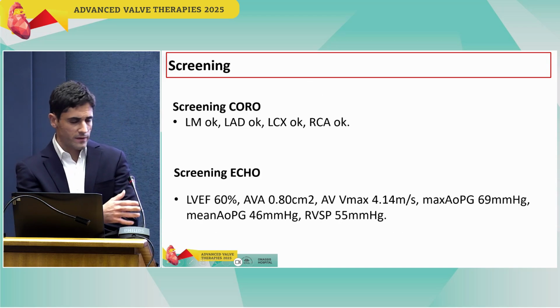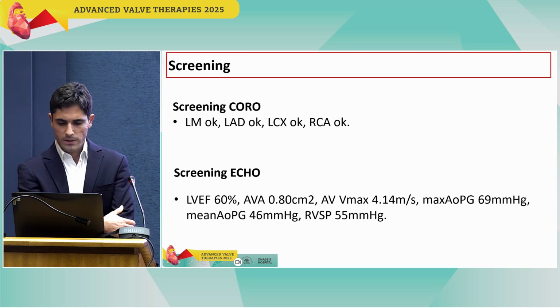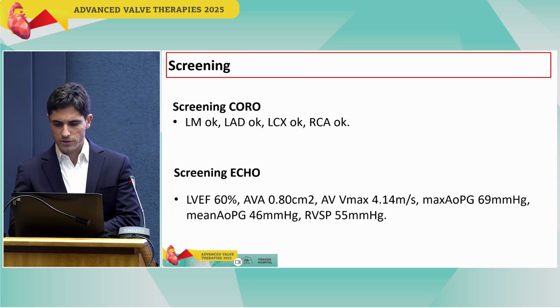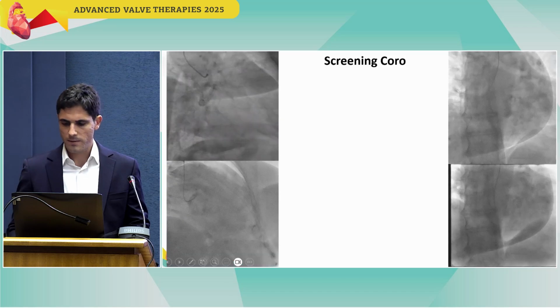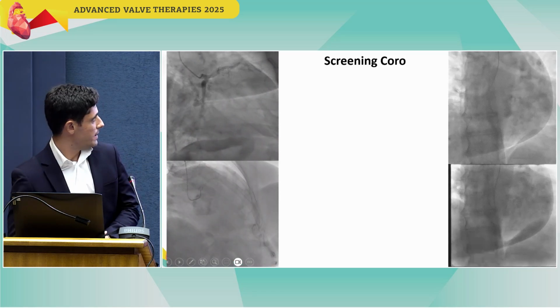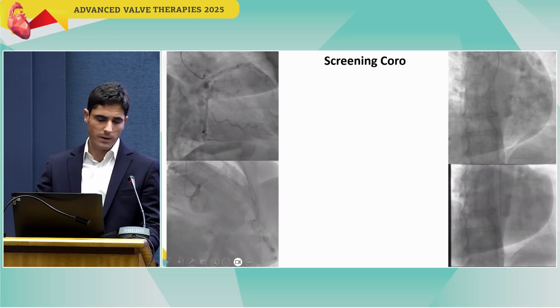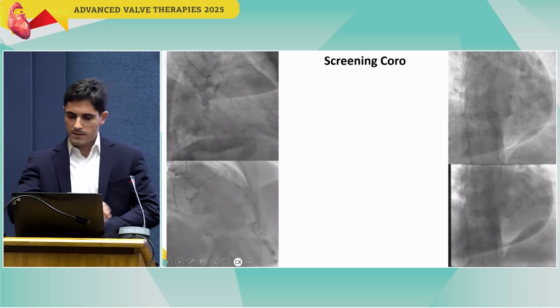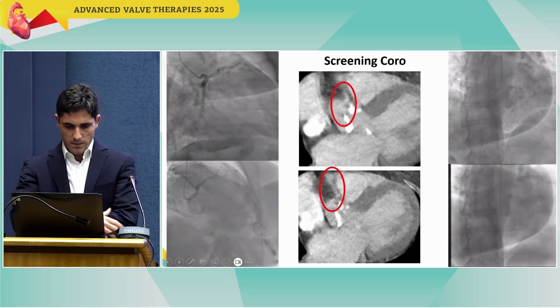The patient has no significant coronary artery disease, and the screening echo shows an LVEF of 60%, an AVA of 0.8, and increased aortic valve pressure gradients with an RVSP of 55 millimeters of mercury. Here we can see some videos from the screening angiography. We can see the left coronary artery. Unfortunately, we were unable to find the right, so we proceeded to a CT angio in order to find a patent coronary artery.